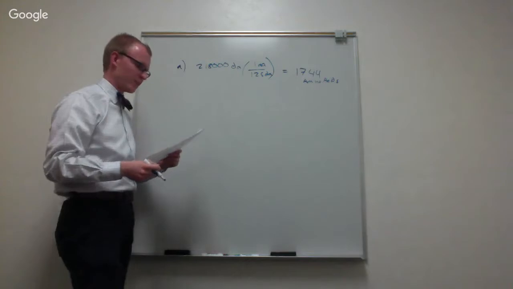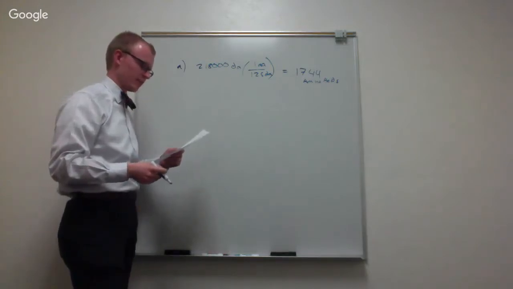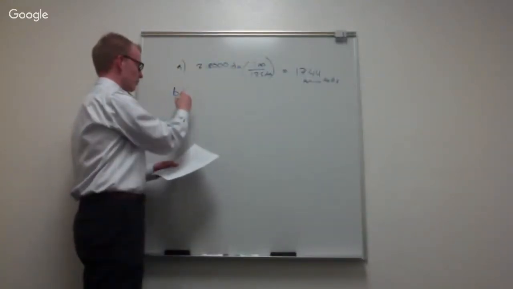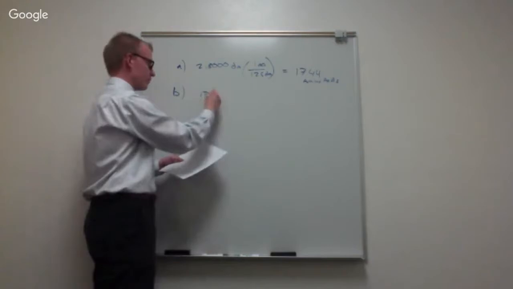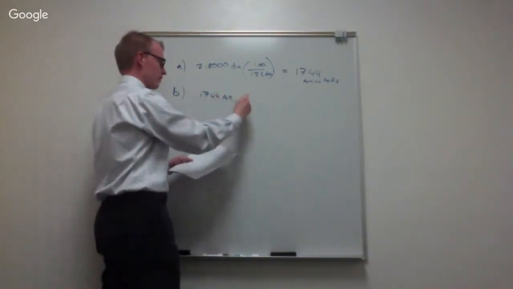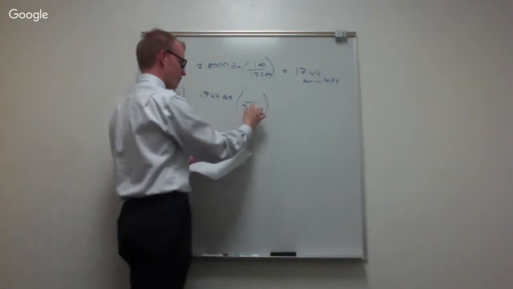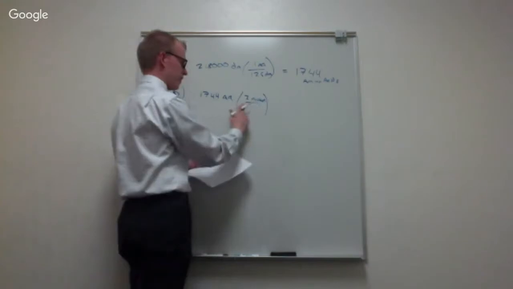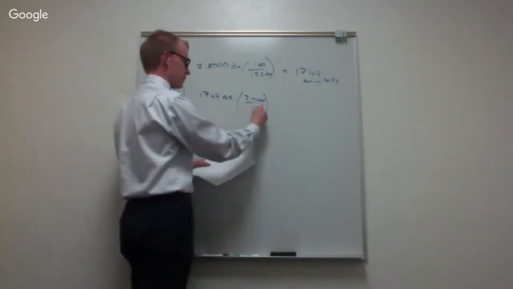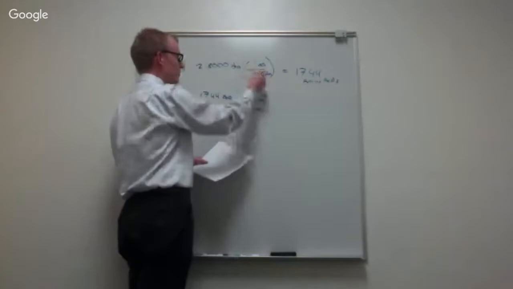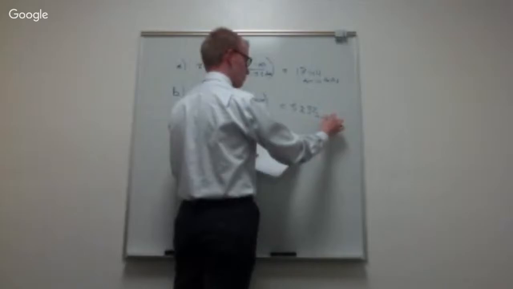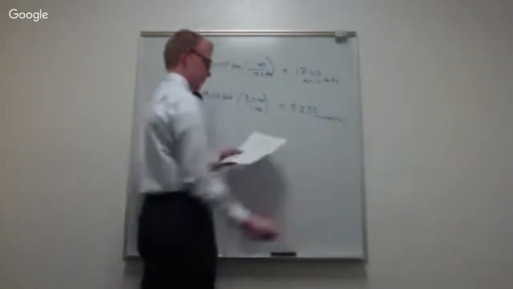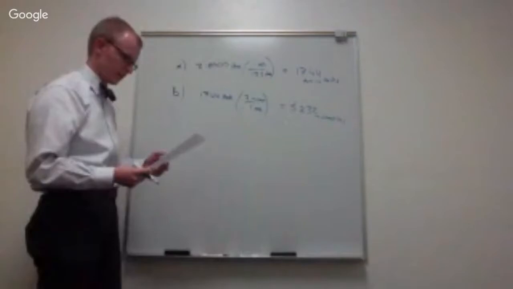Question B says, what's the length of the mRNA coding region, the portion of the mRNA that encodes amino acids responsible for producing this protein? All right, and we know that there are 1744 amino acids, and that there are 3 nucleotides per 1 amino acid. Units cancel in all these cases, and we are left with 5232 nucleotides. And that is the length of the mRNA in this case.